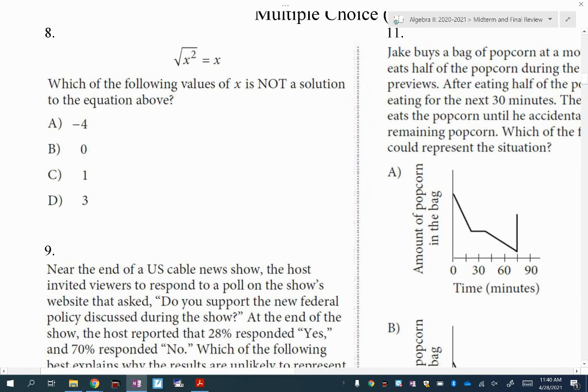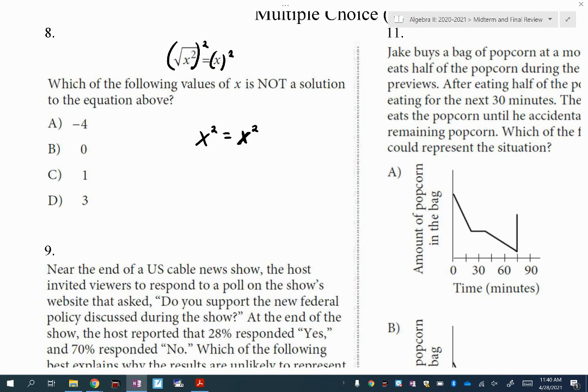It says, which of the following values of x is not a solution to this equation? Again, I'm going to square both sides, and I'm going to get x squared equals x squared, right? This is a true statement. So that means every number will work. Every number will work. But obviously, not every number will work. Otherwise, it would not say which of these will not work.